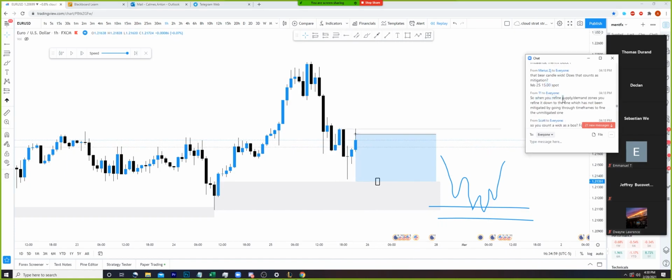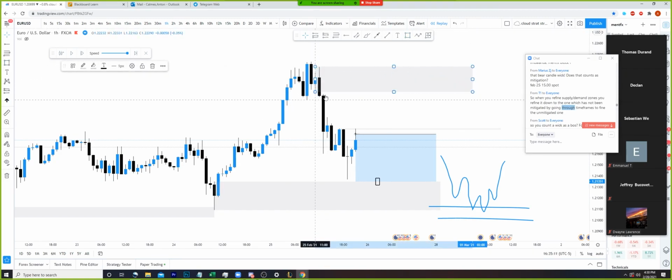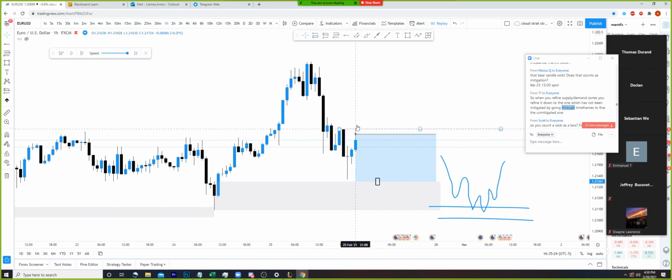So when you refine supply and demand zones, you refine it down to the one which has not been mitigated, by going through timeframes to find the unmitigated one. Yeah, correct, right? Like even if we look here, this was a supply zone that we could have used. You could also go lower and find other ones inside here that are also unmitigated for potential better refinement, right? Or you can just take the 50% and expect refinement right there. That's the refinement. So exactly, I'll go through timeframes to find ones that are unmitigated.